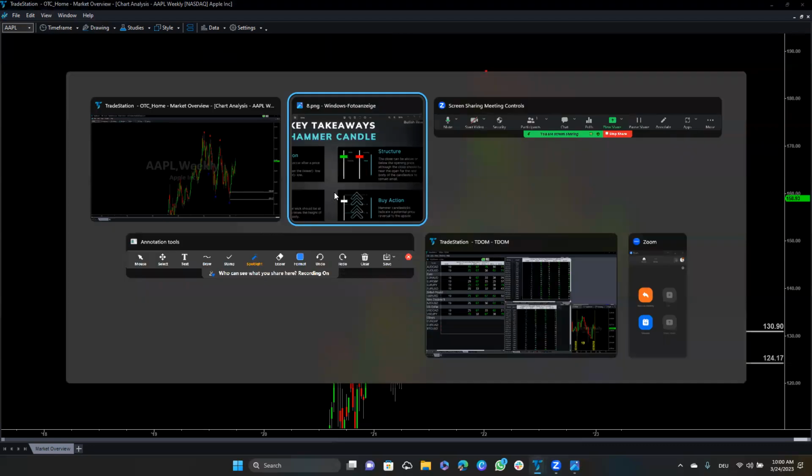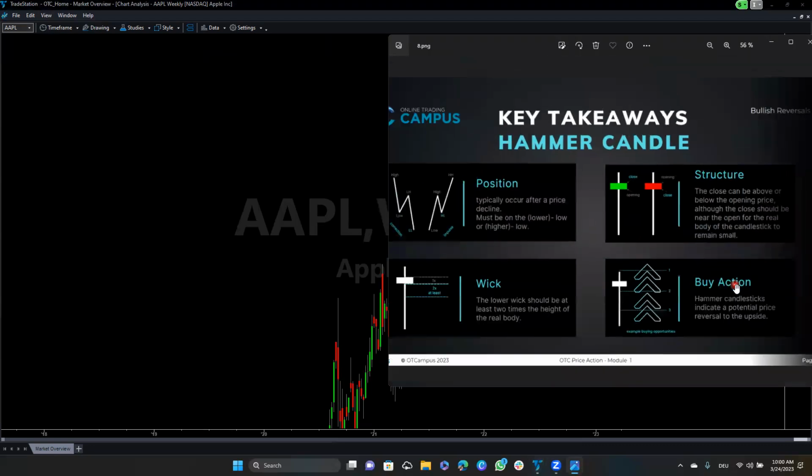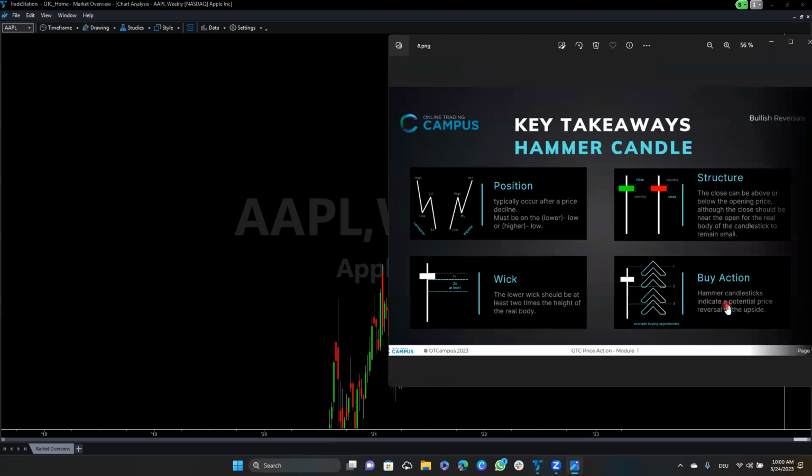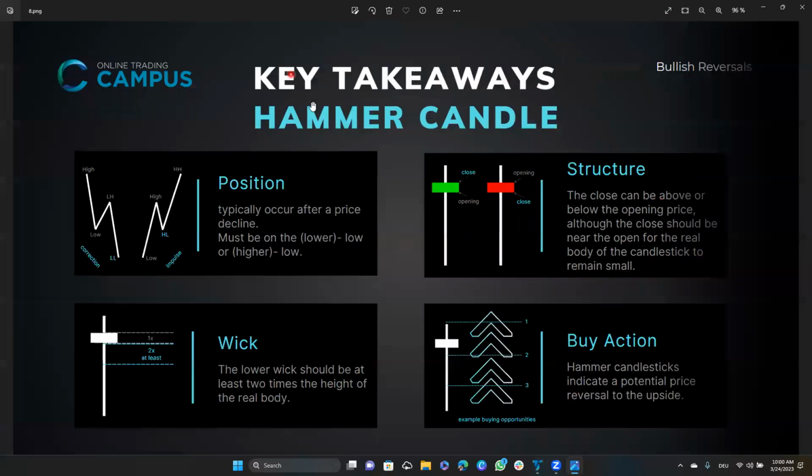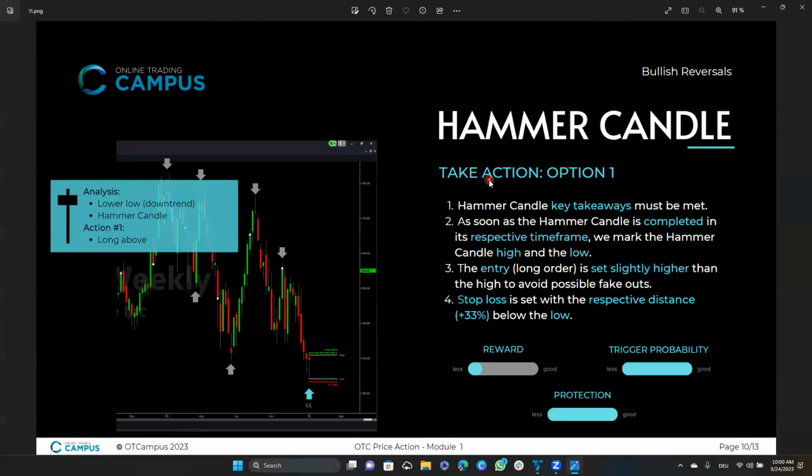Perfect. We open this one, and now the next one is the buy action, right? We will go into our steps 1, 2, 3, how to trade this one here. Let me open this one here. Yes, it makes sense. The next step is we go to the take action slide, option number 1. First, the hammer candle key takeaways must be met. Perfect, done.